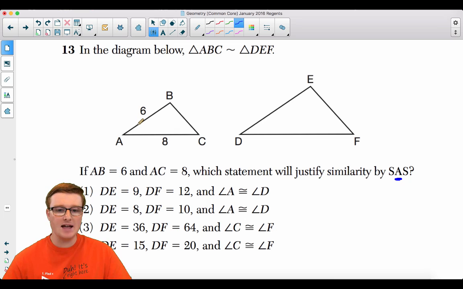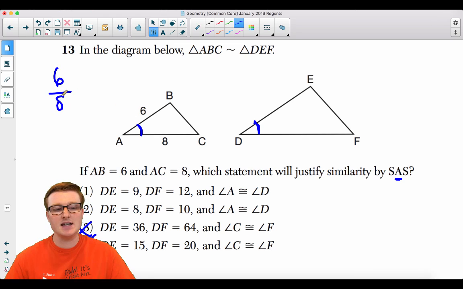So immediately angle A must be congruent to angle D. So we could get rid of choices 3 and 4. They make no sense. Now we just have to pick the numbers where 6/8 is equal. So can 9/12 work? Well, let's see. Is 6/8 equal to 9/12?